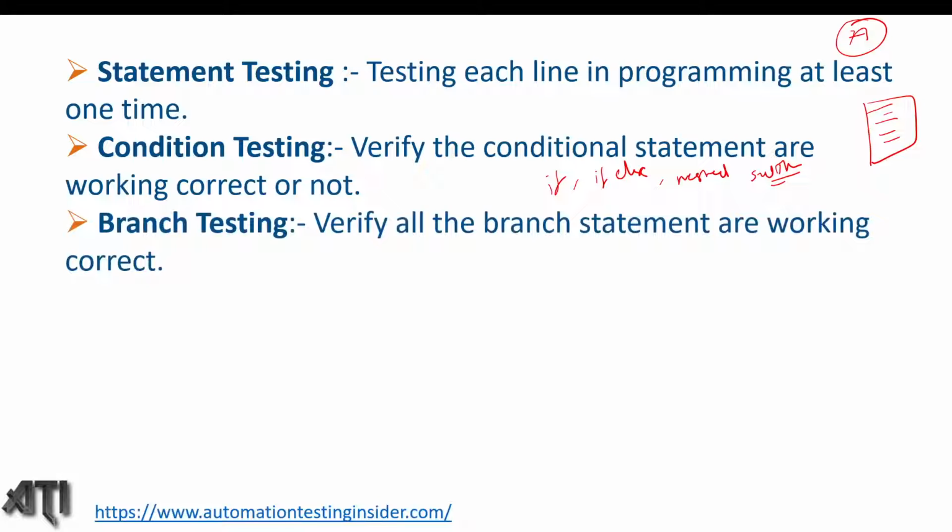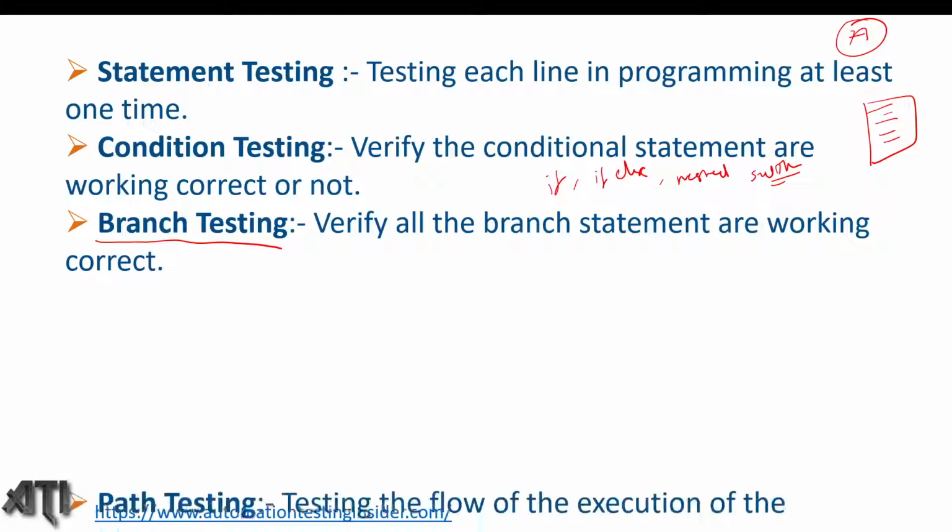Branch testing: verify all the branch statements are working correctly or not. We have break, continue, and return statements in a for loop. All those branch statements should work correctly as part of this branch testing. So that is what we do as part of this branch testing.